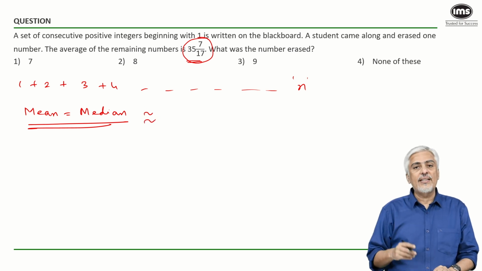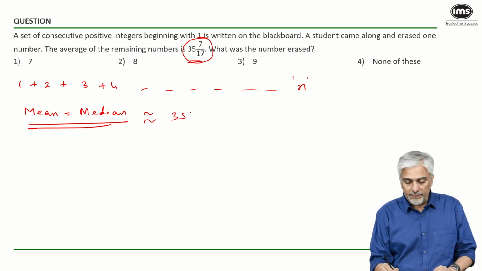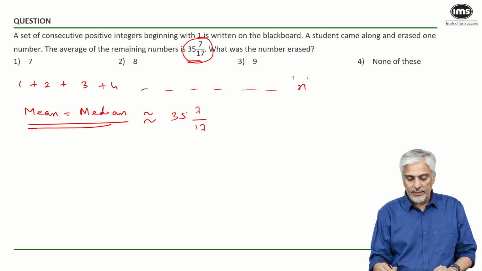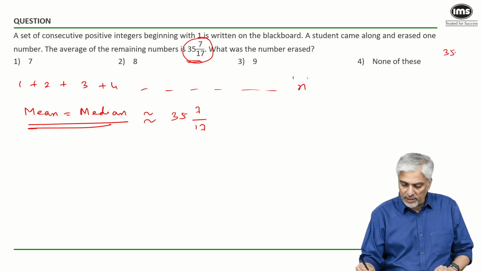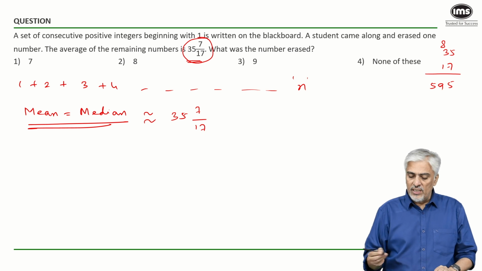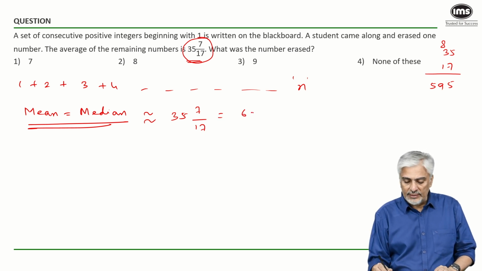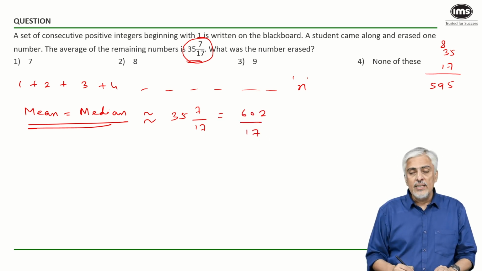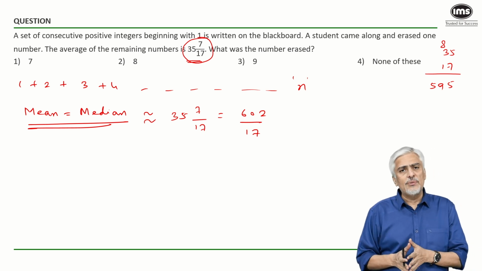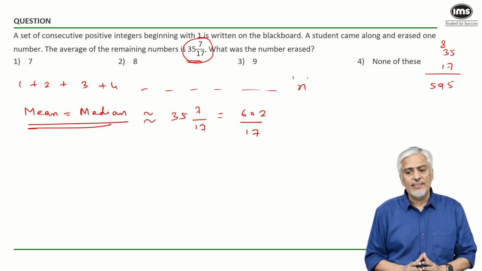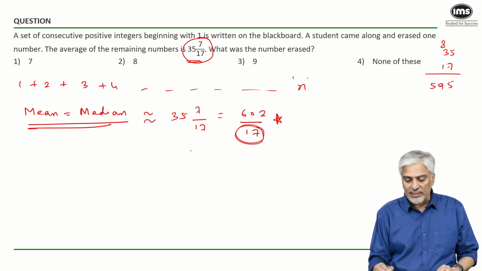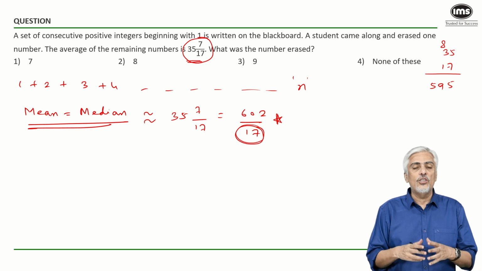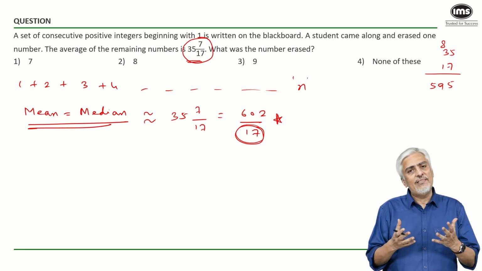And I'm saying that is after erasing one number. It is 35 7/17. Now, what is 35 times 17 plus 7? Let's just do that calculation. 35 times 17: 17 times 5 is 85, 8 carry, 595. 595 plus 7 is 602 upon 17. And the mean is also approximately that number, 602 upon 17. Now, I basically need the denominator to be a multiple of 17, or 17 itself.